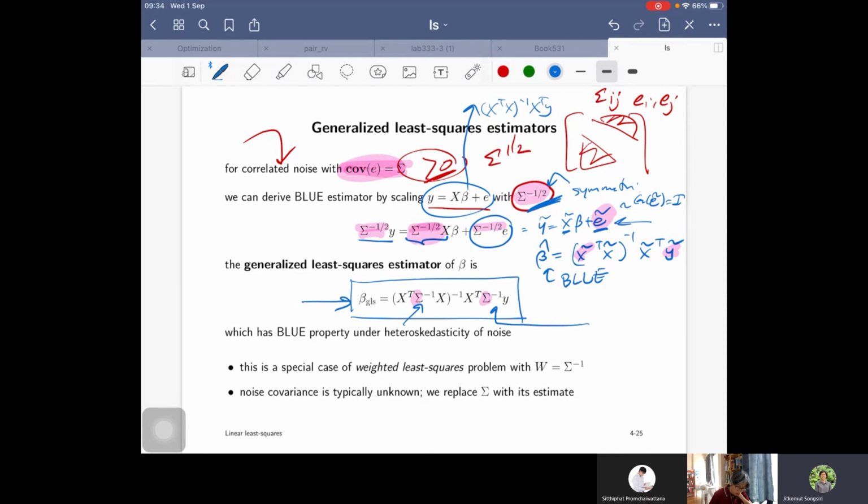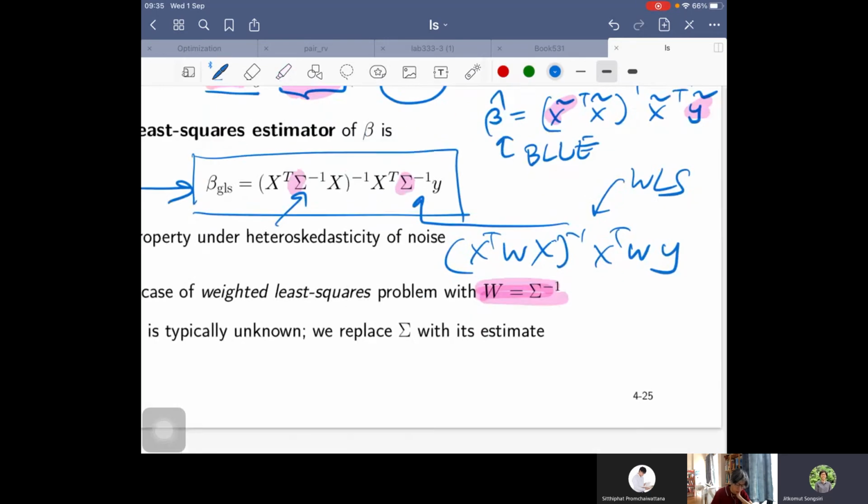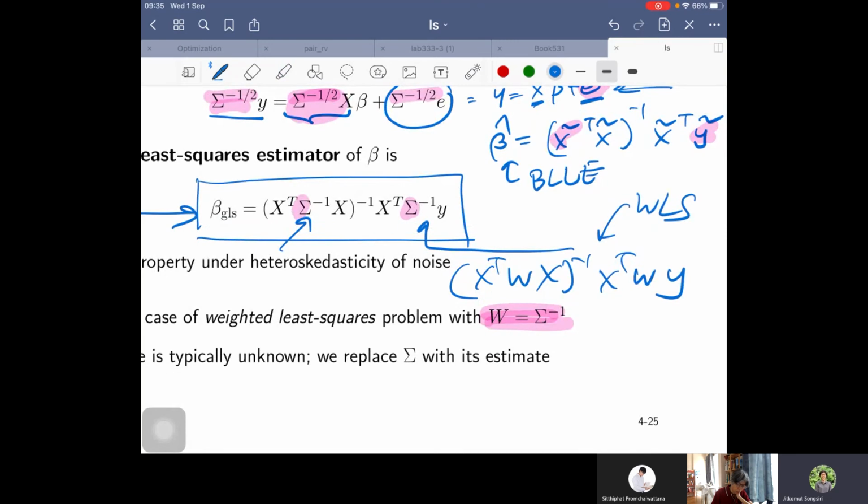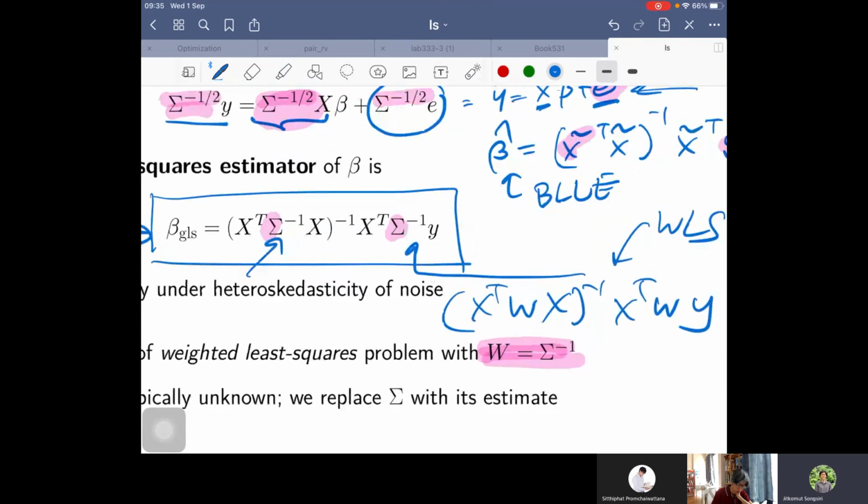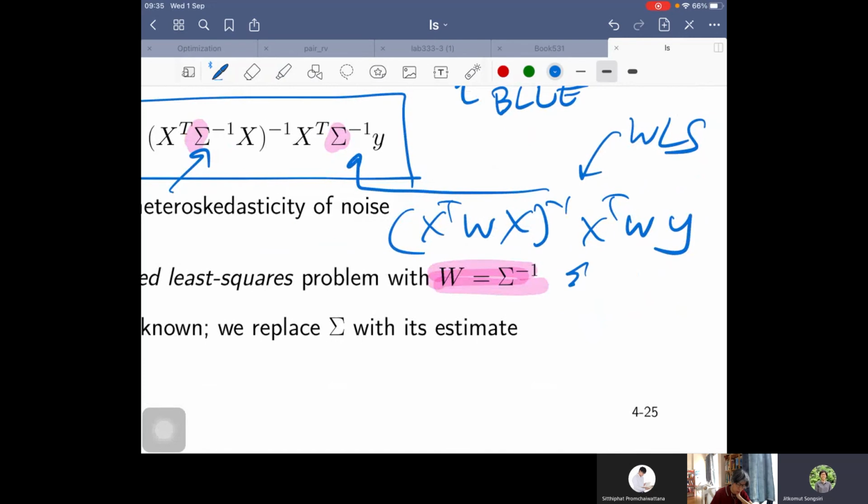This is also similar to the weighted least squares estimate we saw previously. This is a weighted least squares solution, and you will see that it is a special case where you use the weighting matrix as Sigma inverse. It has a lot of reasonable explanation, because think about the special case: when Sigma is what? Diagonal.